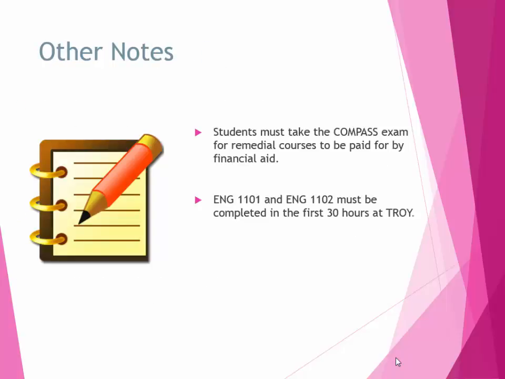Some other notes to cover would be, we want to make sure that students who are in remedial courses have taken Compass Placement exam prior to enrolling, or else financial aid won't pay for it. And one of the things that I think a lot of people forget to do is check those remedial courses that show up on the registration reports, because they don't show up on the evaluation. So you would want to go to EXAC and TSUM to make sure that the course is appropriate for their needs. And then finally, English 1101 and 1102 must be completed in the first 30 hours at Troy. And it is possible to place a hold on the account once they've exceeded those 30 hours if they have not taken those English courses.